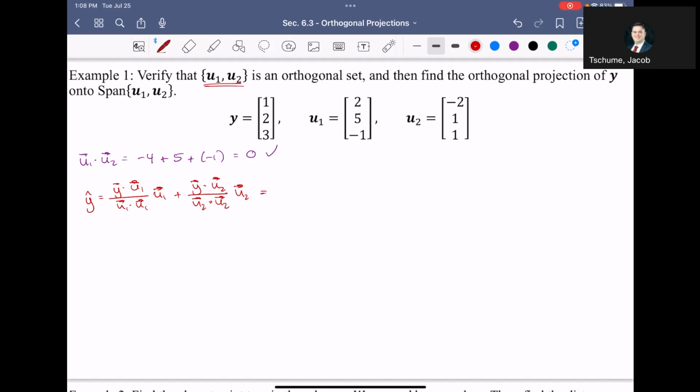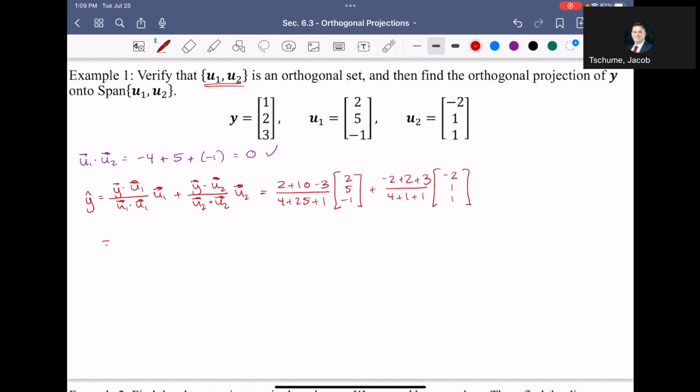Beginning with y dotted with U1, that would be 2 plus 10 minus 3 over U1 dotted with itself, which is 4 plus 25 plus 1, times the vector U1, plus, now I'm going to dot y with U2, which should give you -2 plus 2 plus 3 over U2 dotted with itself, which is 4 plus 1 plus 1, times the vector U2. And now you need to clean this up as far as you can, because you want to end up getting one vector as your orthogonal projection.